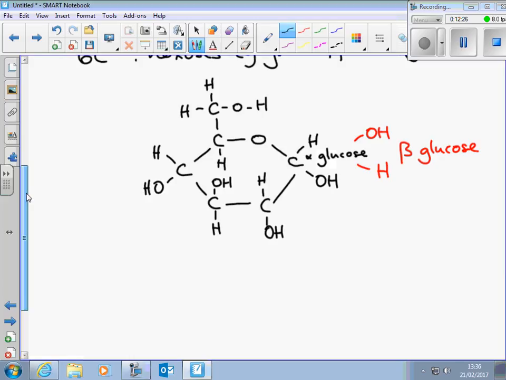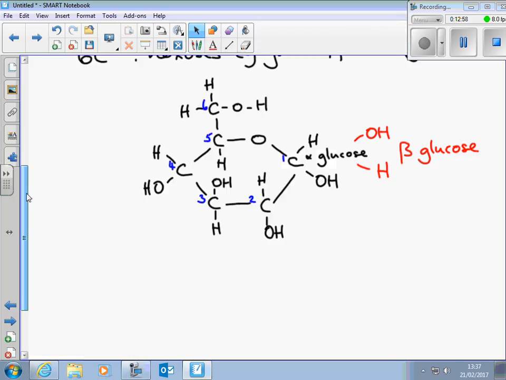I haven't identified any numbers on here. How the heck do we number the carbons when we've got a ring? It is a little harder to do. I don't know, are they numbered on any of these? No, they're not. On your diagrams there, they're not numbered. However, I'll put them in colour so that we can see. That's carbon 1, 2, 3, 4, 5, and 6.